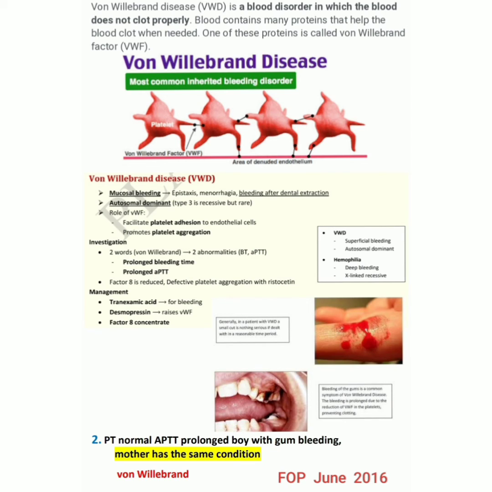Now there is a question that came in the FCPS exam: prothrombin time normal, APTT prolonged, a boy with gum bleeding and his mother has the same condition. So there is gum bleeding, a history of bleeding, and another point is that the mother has the same condition. We know von Willebrand disease is an autosomal dominant condition. So the diagnosis is von Willebrand disease.